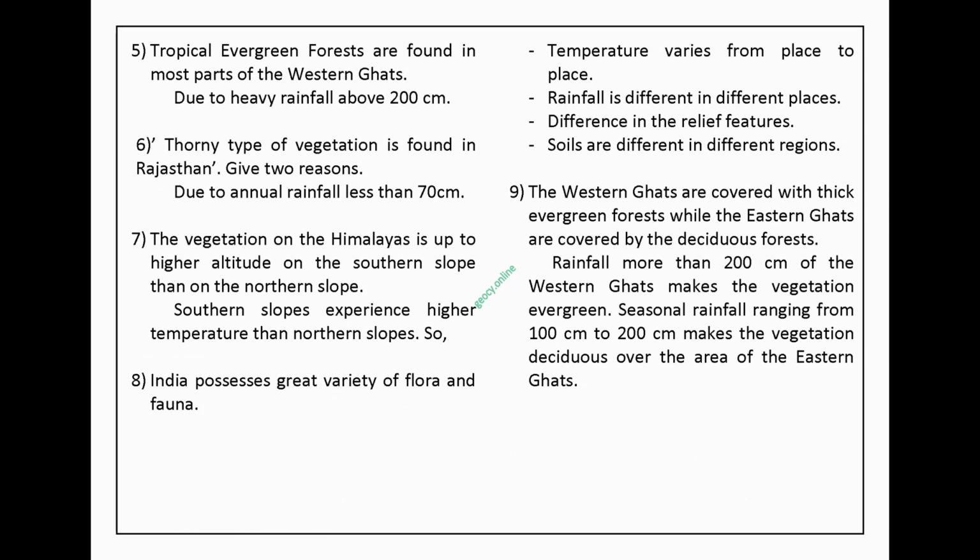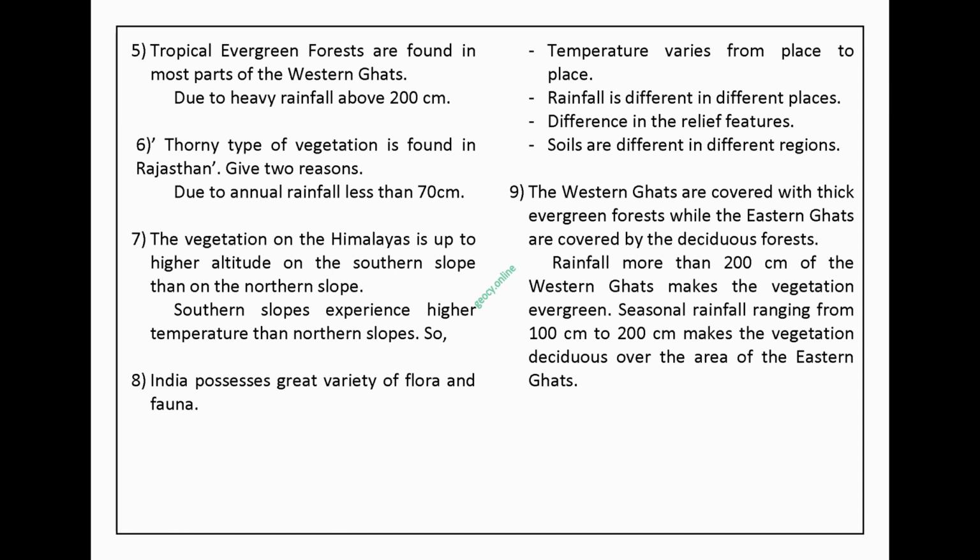Thorny type of vegetation is found in Rajasthan. Give 2 reasons. Due to annual rainfall less than 70 centimeters. The vegetation on the Himalayas is up to higher altitude on the southern slope than on the northern slope. Southern slopes experience higher temperature than northern slopes.